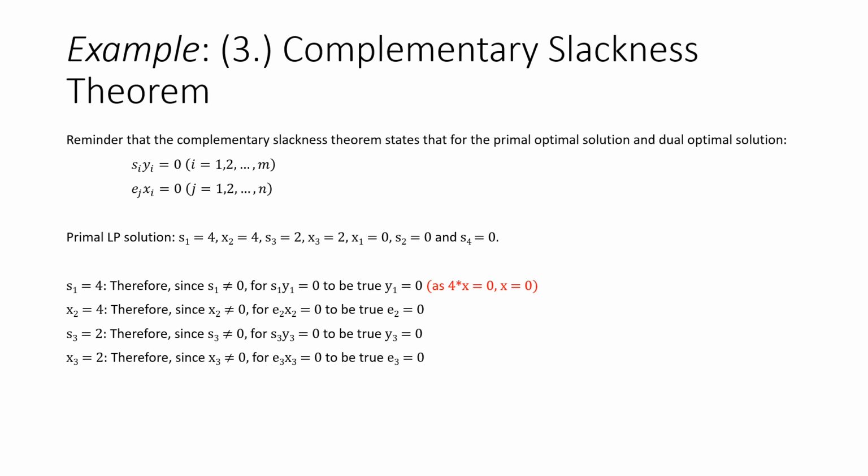Using the complementary slackness theorem, we can now use some simple substitution and basic mathematical knowledge to solve for some of the dual optimal solution and excess variables. S1 equals 4. Therefore, since S1 is not equal to 0, for S1 times Y1 equals 0 to be true, Y1 equals 0. This is as for the multiple of any real non-zero number and another number to equal 0, the other number must be 0. The same follows for these three equations. We find that E2 equals 0, Y3 equals 0, and E3 equals 0.